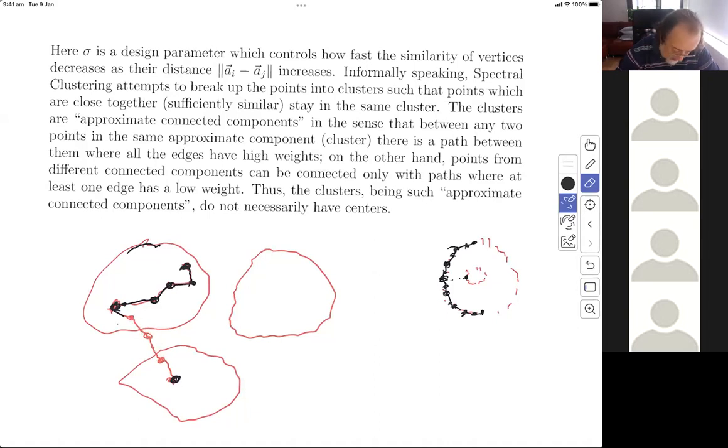Now I cannot erase this, but that's okay, just ignore this point in the middle. At least one of the weights has to be small. And so spectral clustering is trying to break up this graph so that the clusters are approximately connected components of the graph. And lo and behold, that's all there was for this exam.